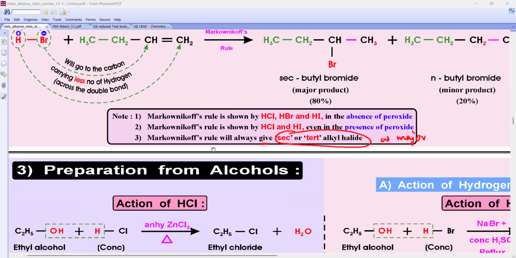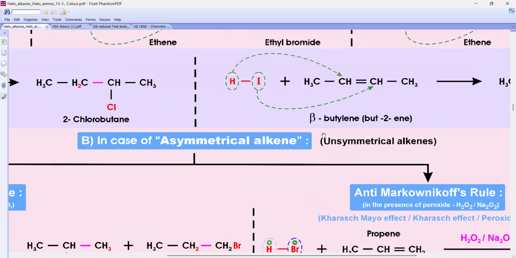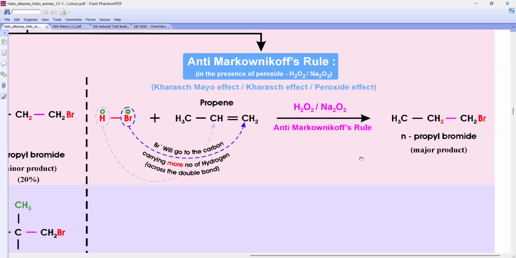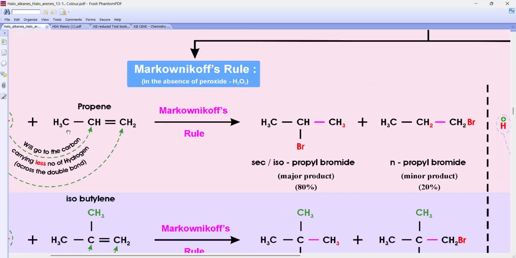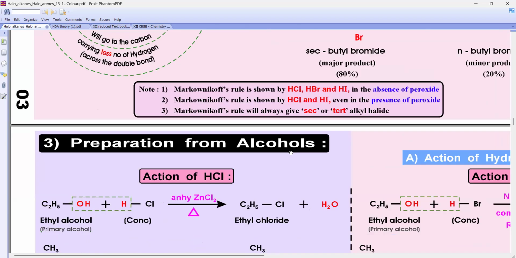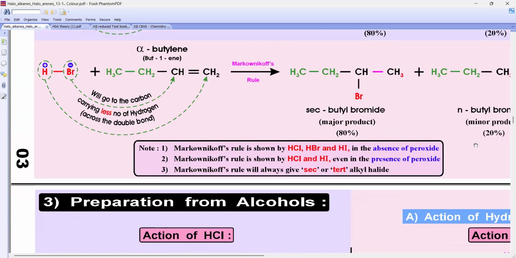Now, there were two scientists, Kharash and Mayo, therefore it is also known as the Kharash effect. What they did was carry out the reaction in the presence of peroxide and HBr only. HBr, not any alkyl halide. In Markovnikov, I can use any hydrogen halide. I can use HBr, HCl or HI. Look, I have written here, we can use anything: HCl, HBr and HI.